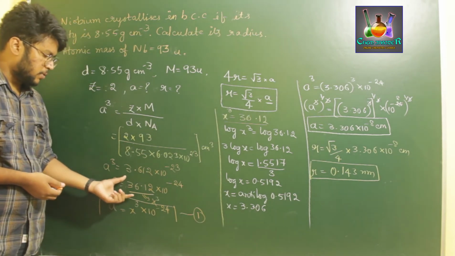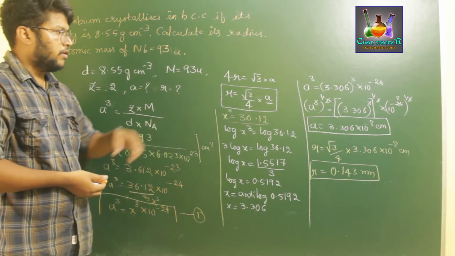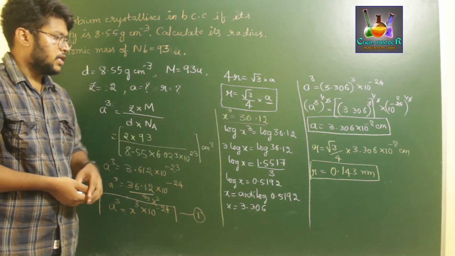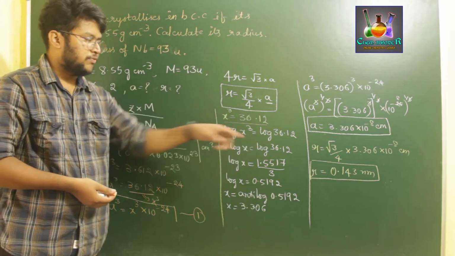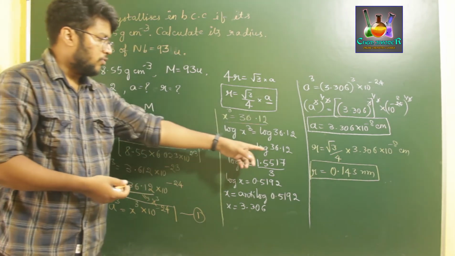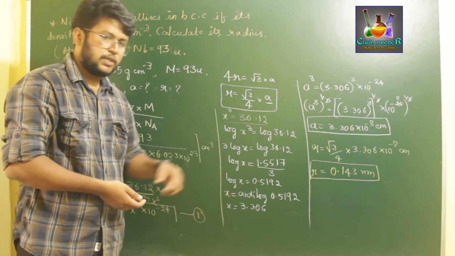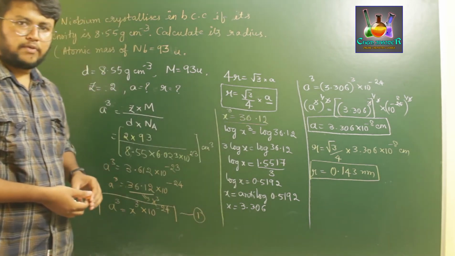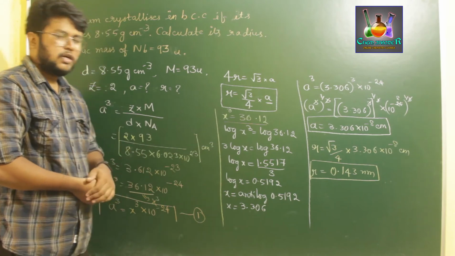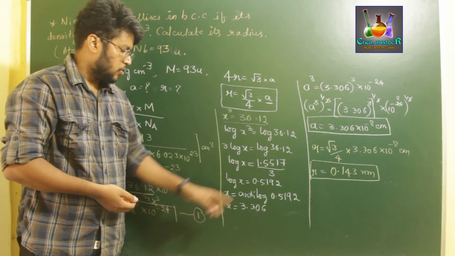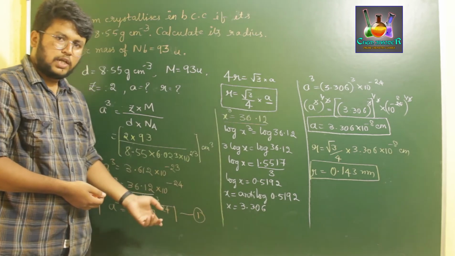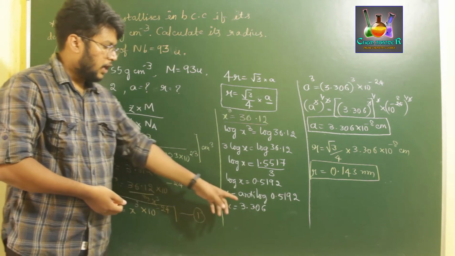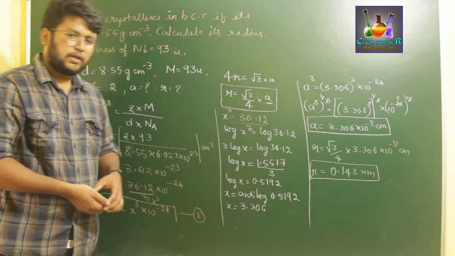If you consider this 36.12 as the value of x cube, on solving for x cube, we get x cube is equal to 36.12. Taking log on both sides, it gives us 3 log x is equal to log of 36.12. The value of log of 36.12 will be 1.5517. Taking the 3 to the denominator, we get log x as 0.5192. In order to find the value of x, we need to take antilog. So antilogging on both sides, log and antilog get cancelled on the LHS, whereas on the RHS, antilog of 0.5192 remains. So antilog of 0.5192 is 3.306.